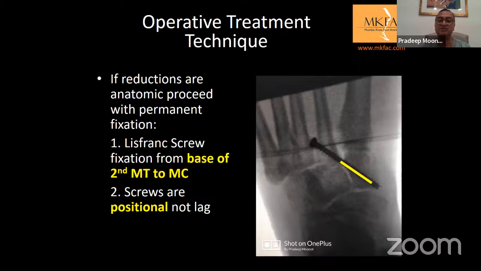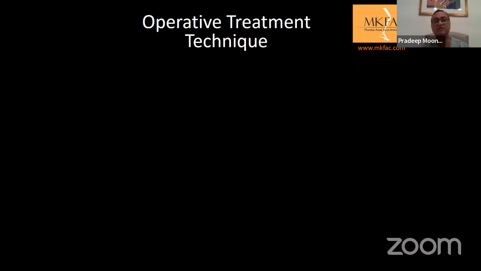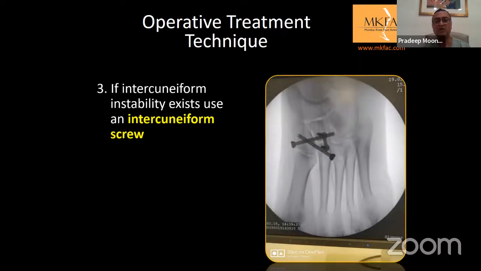So this is a positional screw. So it is fully threaded 4 mm. Usually it should be a non-cannulated screw, but it's difficult sometimes. I many times use a cannulated screw. I have not had a problem. Also check for intercuneiform instability. If that is the case, put an intercuneiform screw which goes from the medial cuneiform into the intermediate cuneiform.